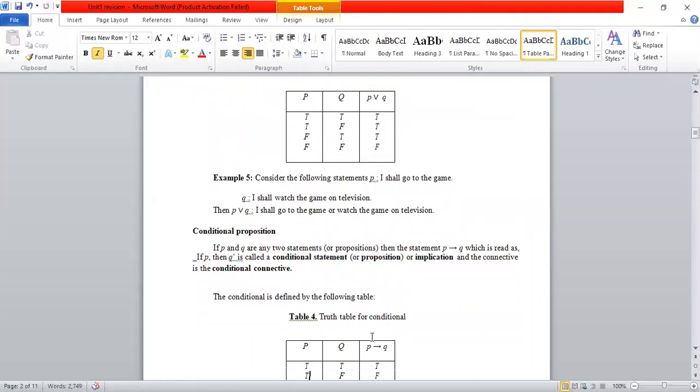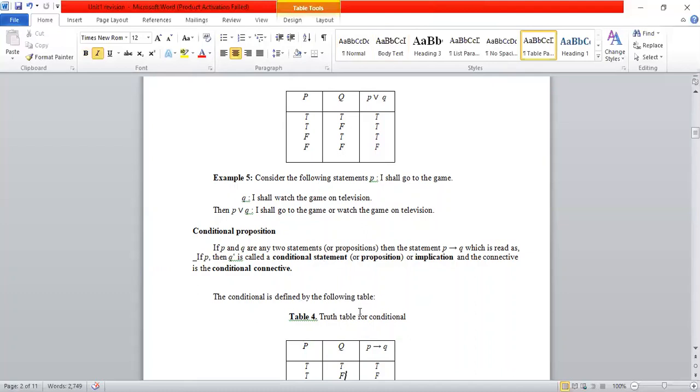Coming to the next, the conditional proposition. If P and Q are any two statements, then the statement P conditional Q is read as if P then Q. It is called a conditional statement or implication, and the connective is the conditional connective. The conditional is defined by the following table.